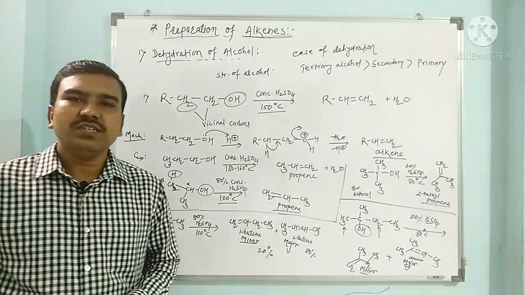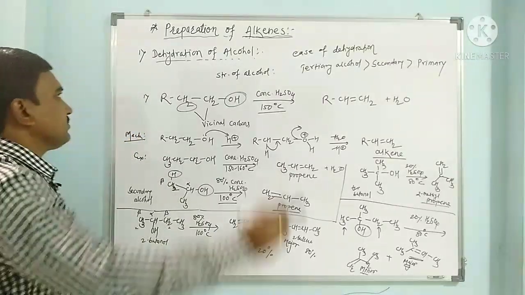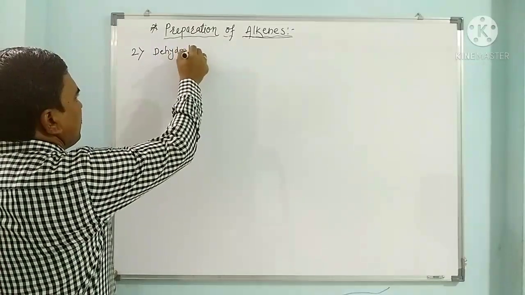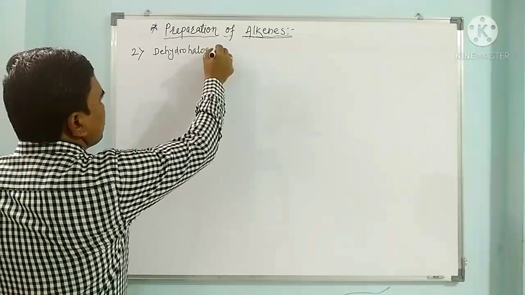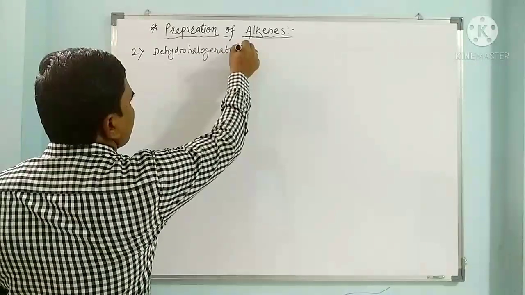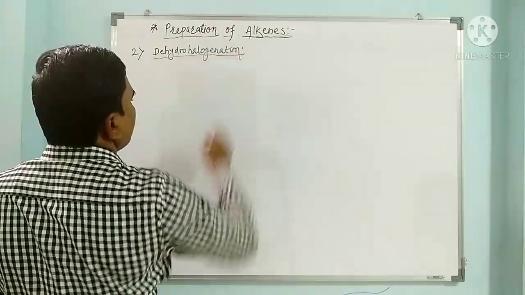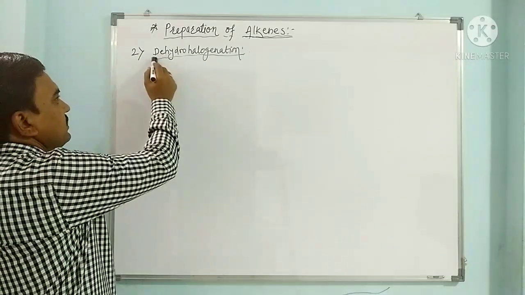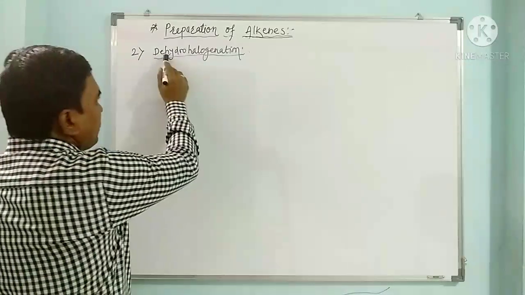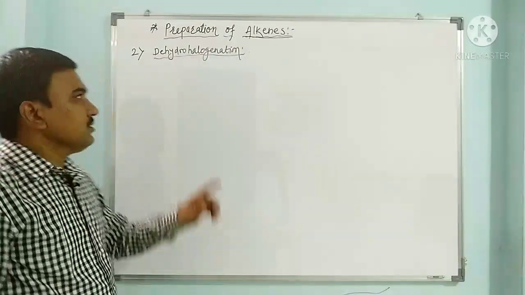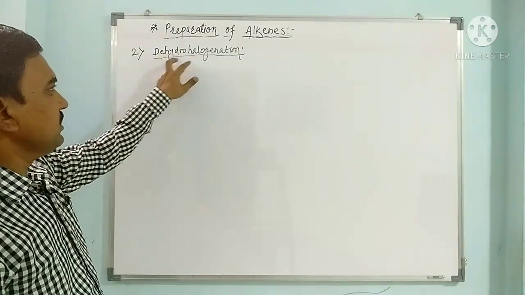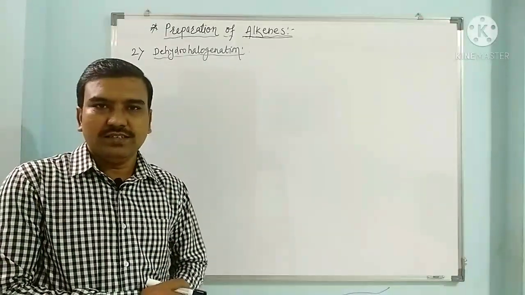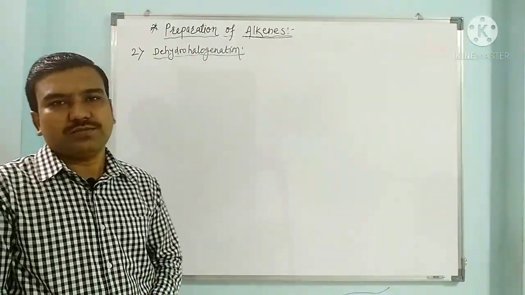Next we have to see the second reaction, dehydrohalogenation. What is this dehydrohalogenation? De means there is a loss of hydrogen and halogen. So loss of hydrogen and halogen from adjacent carbon atoms in an alkyl halide gives an alkene as a product.